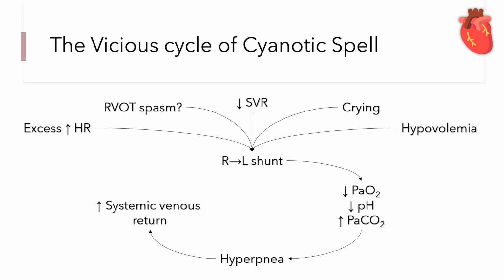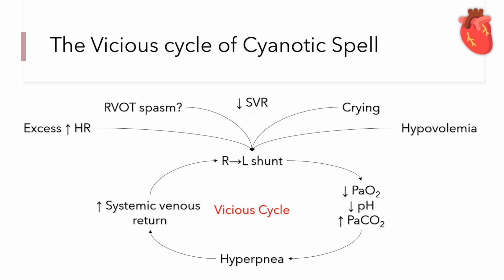The more systemic venous return will occur, that will go into the right ventricle. The right ventricular end diastolic pressure will increase. The right to left shunt will further increase. So this is actually the vicious cycle that occurs once the cyanotic spell starts. So what we need to do to treat the cyanotic spell is, we have to block every single level of this vicious cycle. So let's see now what can we do to block all these things at each level.